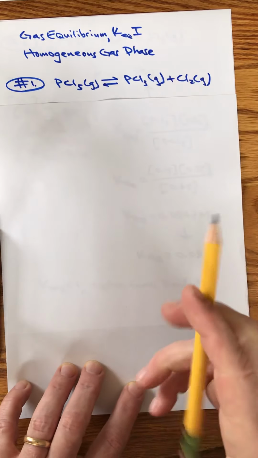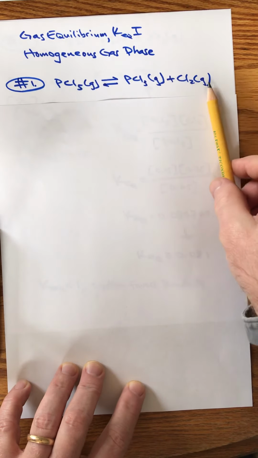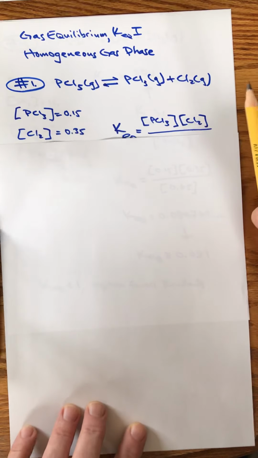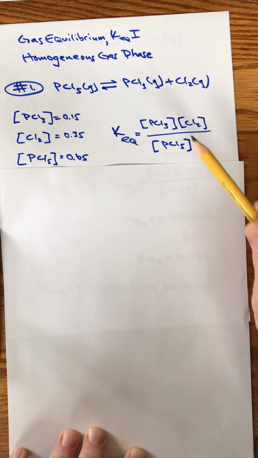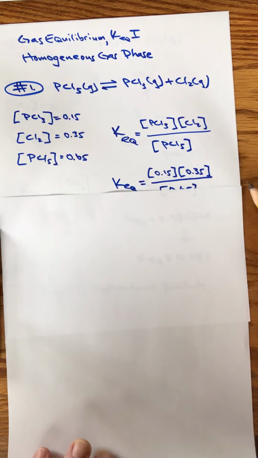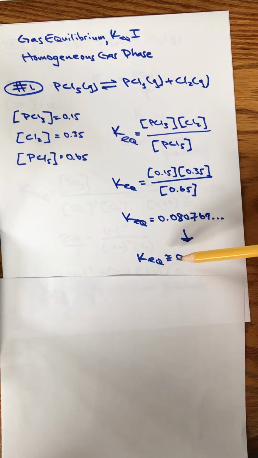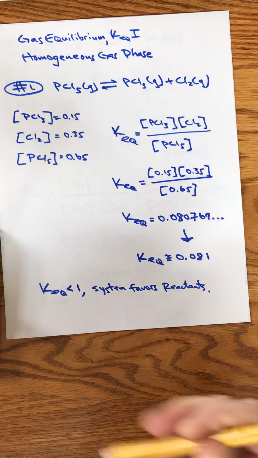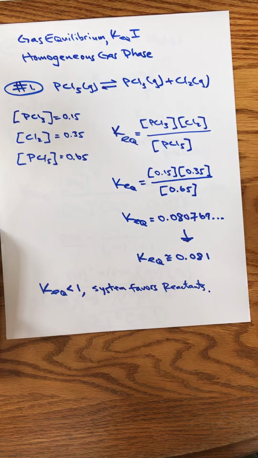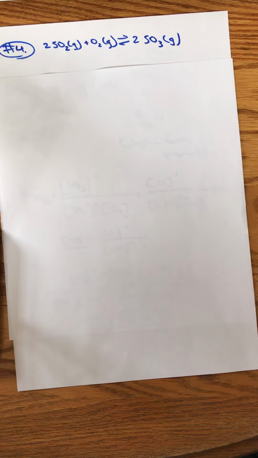Okay, so number 1. System is PCl5 gas, double arrows, PCl3 gas, Cl2 gas. Okay, they're all gases. They're all going to count. They give you the concentrations, and they want you to solve it for KEQ. So product, reactant, product times product over reactant. They give you the values. These are moles per liter. It's literally, get out your calculator, plug and chug. Oh, those are two sig figs. KEQ turns out to be about 0.081. That's much less than 1. The system favors the reactants. It doesn't favor the forward reaction. It favors the reverse reaction. It wants to stay more in favor of PCl5. Easy peasy.